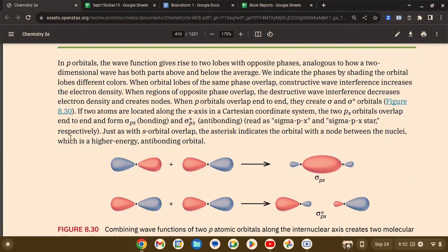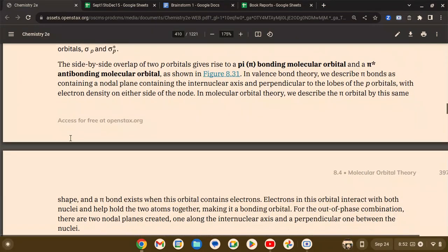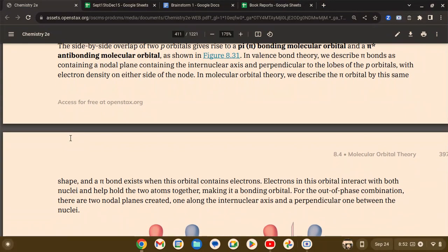When p orbitals overlap end to end, they create sigma and sigma star orbitals. If two atoms are located along the x-axis in a Cartesian coordinate system, the two px orbitals overlap end to end and form the sigma px bonding and sigma px star antibonding orbitals. Just as with the s orbital overlap, the asterisk indicates the orbital with a node between the nuclei, which is a higher energy antibonding orbital. The side-by-side overlap of two p orbitals gives rise to a pi bonding molecular orbital and a pi star antibonding molecular orbital, as shown in figure 8.31.